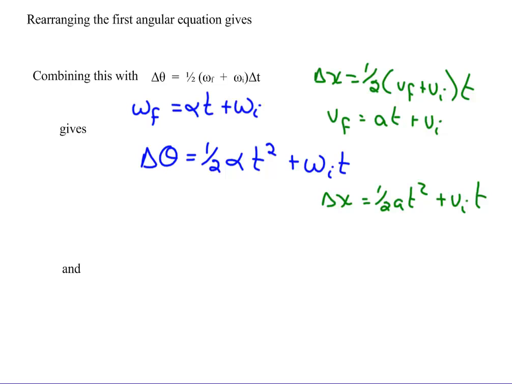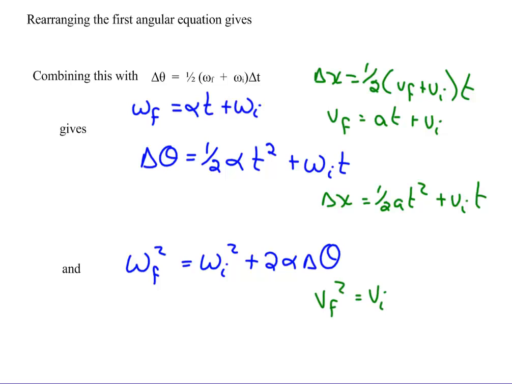Finally, if we take these equations, reorganize them, and combine them again as we did for linear velocity, we'll get final angular velocity squared equals initial angular velocity squared plus 2 times angular acceleration times the change in angle, which corresponds to our VF squared equals VI squared plus 2 delta x times acceleration.